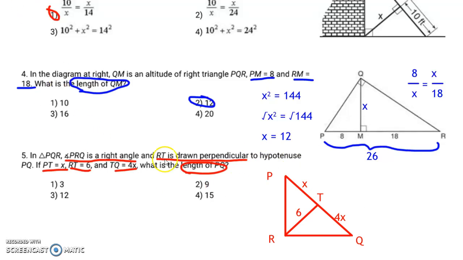So the proportion that you're going to set up is going to look like this. We're going to do part divided by the altitude is equal to the altitude divided by the other part. When we cross multiply, we get 4x squared equals 36. That's over here. We also see that when we divide both sides by 4, we get x squared is equal to 9, and then square rooting both sides, of course, that's what we're doing here.